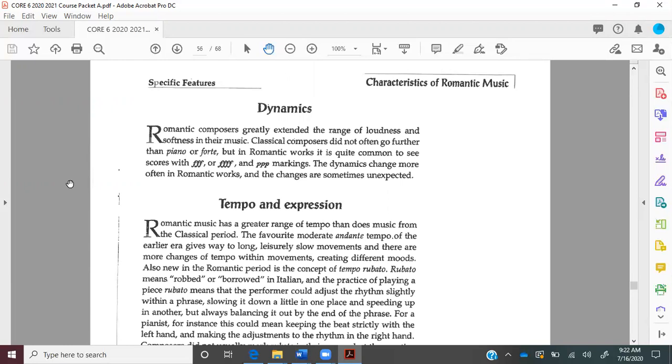The dynamics change more often in romantic works, and the changes are sometimes unexpected. So Berlioz, who is a famous romantic composer, he was asked in an interview one time, Maestro, why do you put 6 Fs? Why do you put 6 Fs? That seems a little extreme. And he said that I have to put 6 Fs to get 1, right?